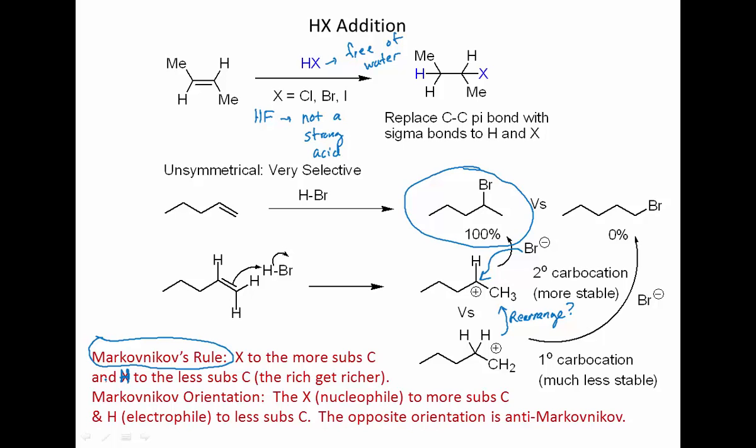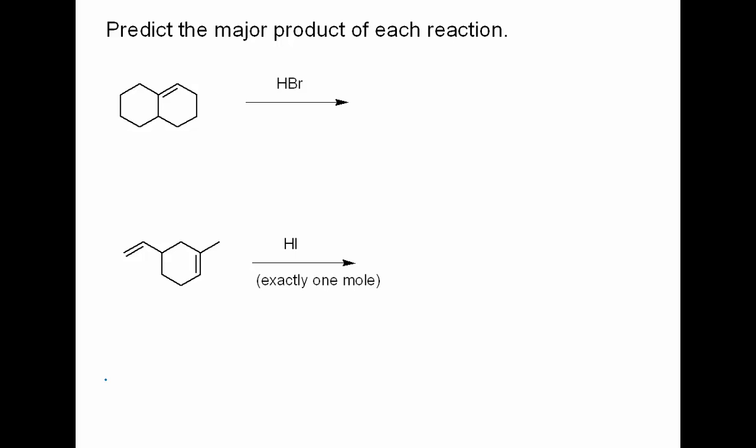Sometimes people refer to Markovnikov's rule as the rich get richer and the poor don't get poorer. They just stay poor. Okay, all right. And then this is referred to as Markovnikov orientation. This is where the X or the nucleophile goes to the more substituted carbon and the H or the electrophile goes to the less substituted carbon. The opposite orientation is referred to as the anti-Markovnikov orientation.